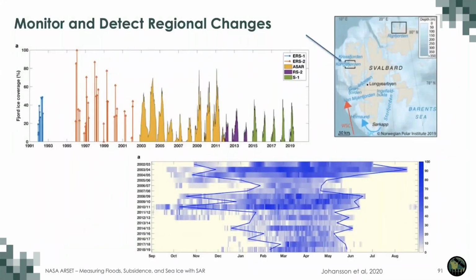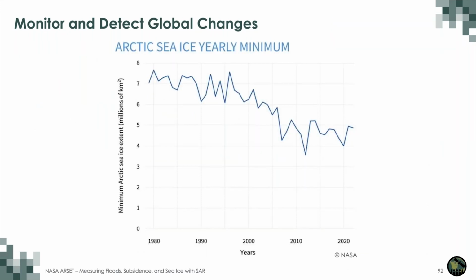The reason for wanting to do so is that SAR systems have been up and running for such a long time now that we can derive a long time series of the sea ice extent and cover in specific areas, such as shown here. This is from Kongsfjorden on Svalbard, but the record goes back to the early 1990s, and we can actually see how the season length has shortened or increased, and how stable the ice is when it forms. And we use this to monitor and detect global changes, such as looking at the Arctic sea ice yearly minimum.